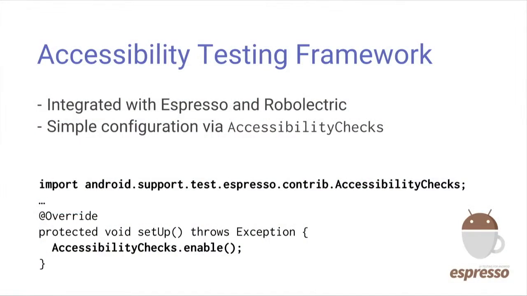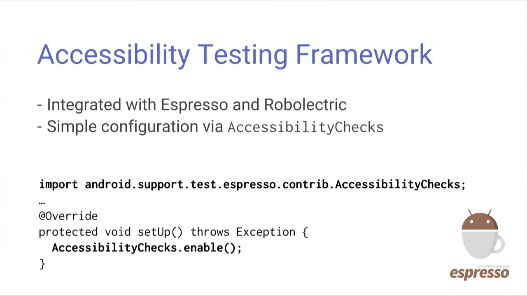The first is Espresso. It's a UI testing framework for Android. And we've integrated with Espresso and another framework, Robolectric, for unit testing, in a way that allows you to use your existing tests to leverage coverage for accessibility. So how does this work? We have one class. It's called Accessibility Checks. And it's used between Espresso and Robolectric to enable accessibility testing functionality in your current tests.